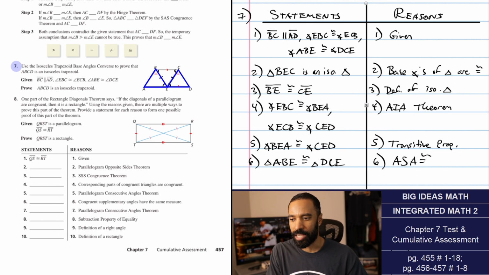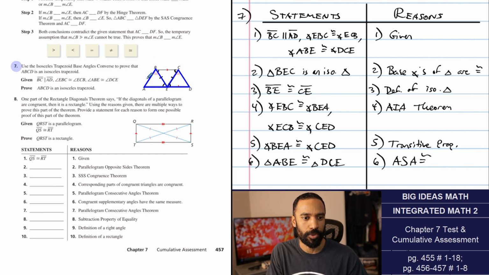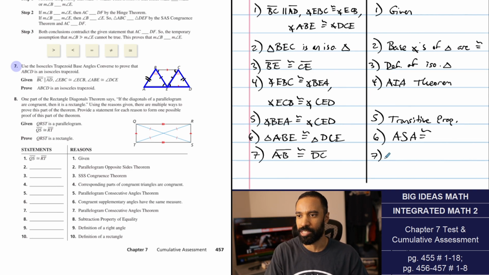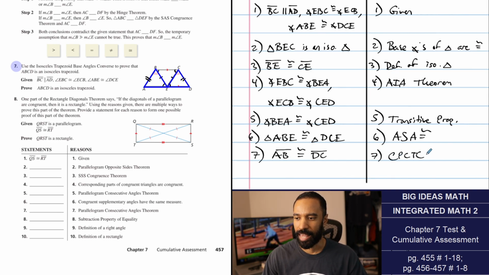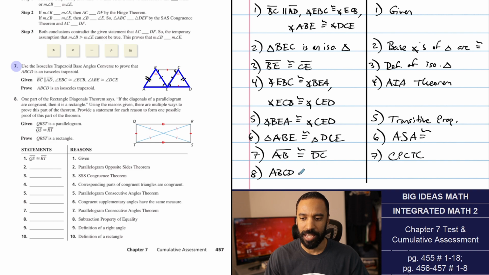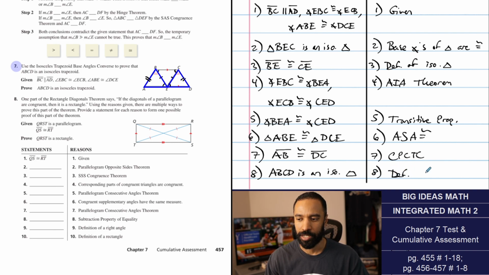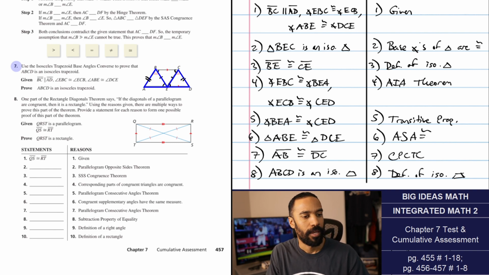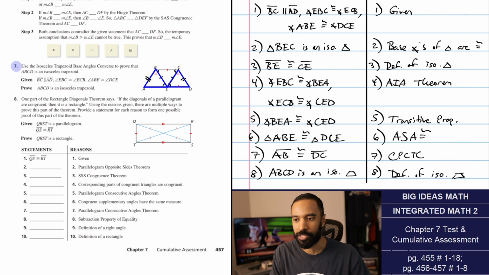Now by CPCTC, the corresponding parts AB and DC will be congruent to each other. So boom is congruent to boom. Again, these are the parts that correspond. So segment AB is congruent to segment DC by CPCTC. And that means this is an isosceles trapezoid by definition. ABCD is an isosceles trapezoid by definition of isosceles trapezoid, which is like the same thing as the definition of isosceles triangle: two congruent legs. We already know it's a trapezoid based off the parallel sides.